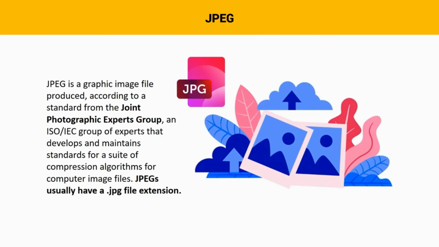Number 1. JPEG. JPEG is a graphic image file produced according to a standard from the Joint Photographic Experts Group, an ISO or IEC group of experts that develops and maintains standards for a suite of compression algorithms for computer image files. JPEGs usually have a JPG file extension.